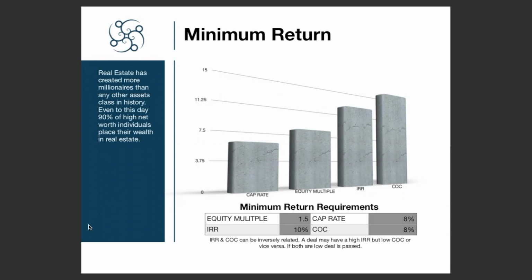So this is just a basic guideline of what we'll look for in a deal, what we will not go below. No matter how big the cash on cash is, if the IRR is lower than 12%, which is probably what we're looking at nowadays, we won't even look at it.